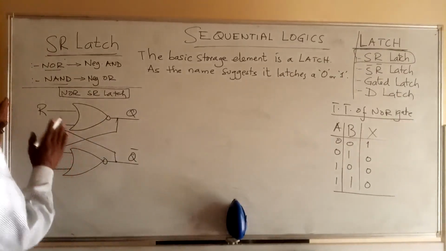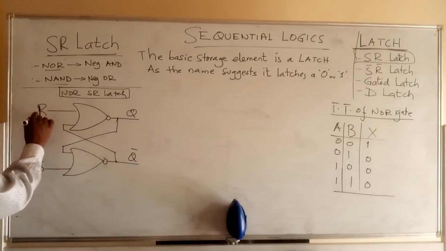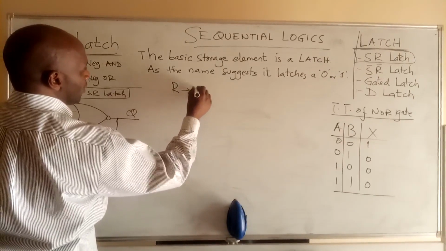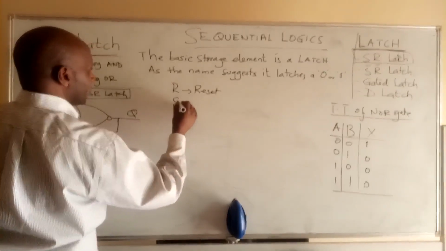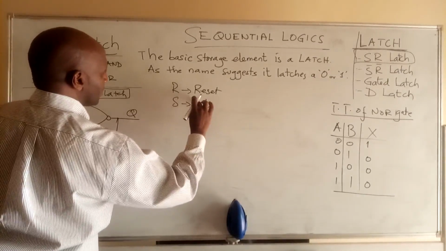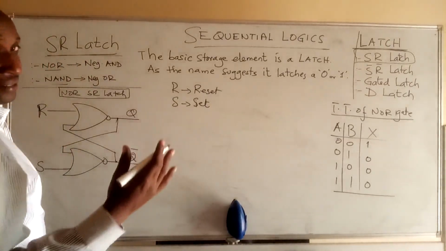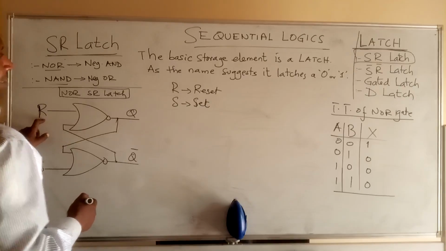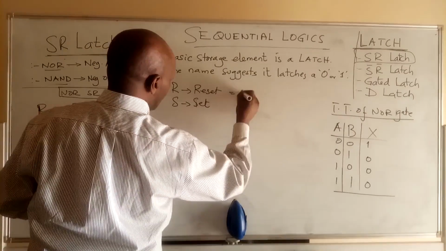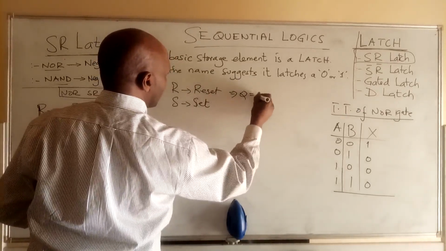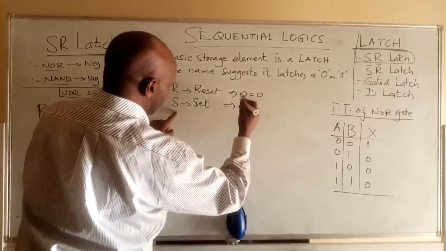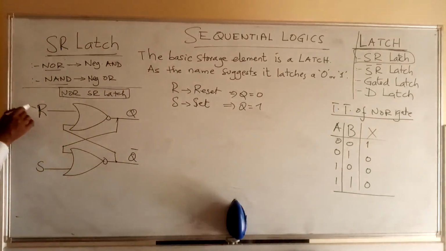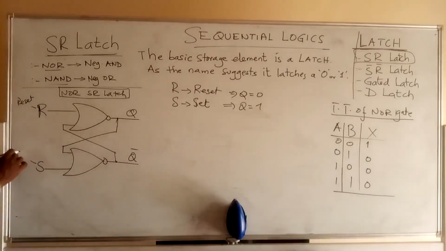Now, why are we using these letters R and S? R stands for reset. And S stands for set. When this circuit is reset, means when R is activated, Q is equal to 0. Q becomes 0. But when the circuit is set, Q output is 1. So that's why, friends, this R means reset, this S means set. Good.